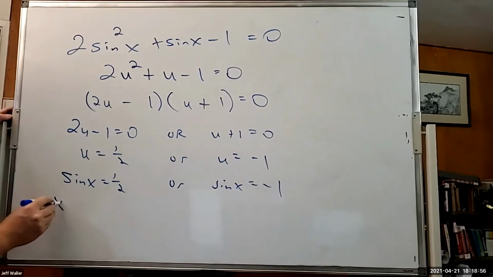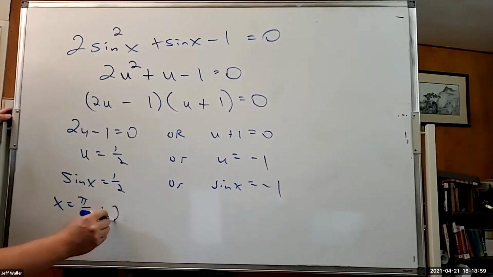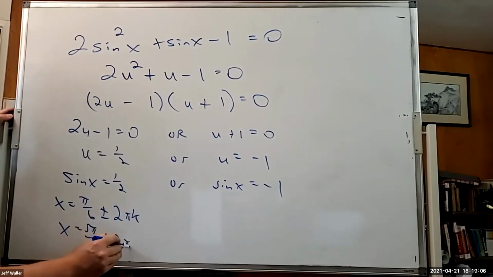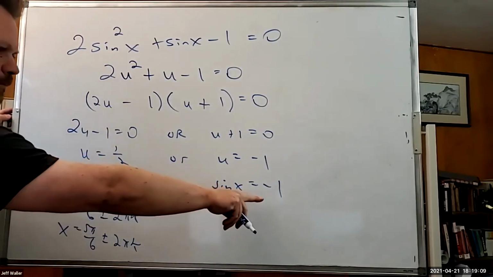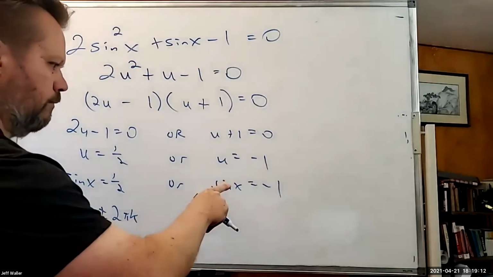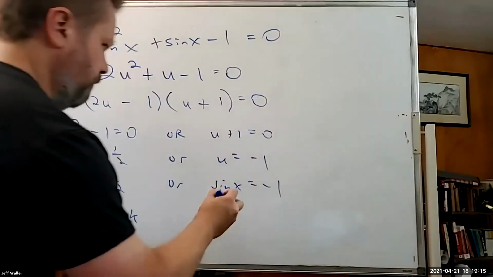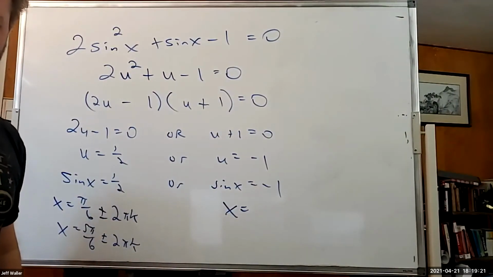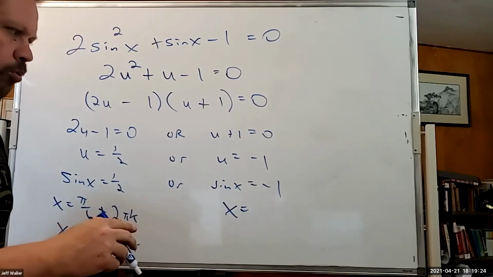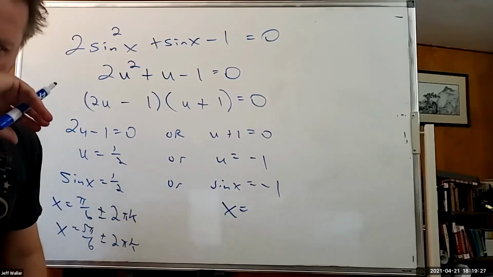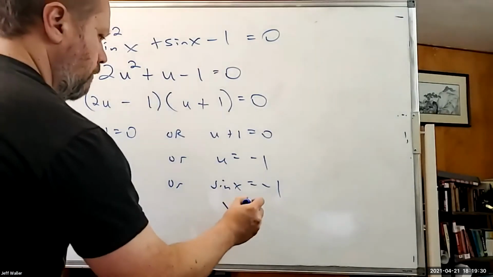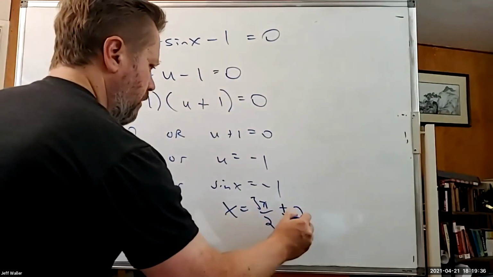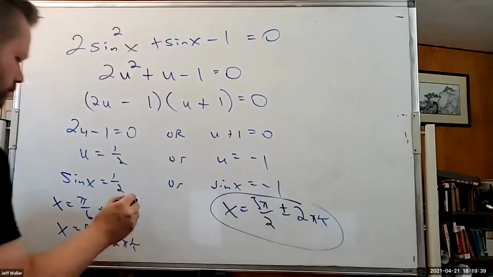So we did this earlier. We got pi over 6 plus or minus 2 pi k, and 5 pi over 6 plus or minus 2 pi k. What do you get for this one? Pi? No, you're thinking cosine. Pi or 3 pi? Yeah, 3 pi over 2, and then of course you tack on there plus or minus 2 pi k.